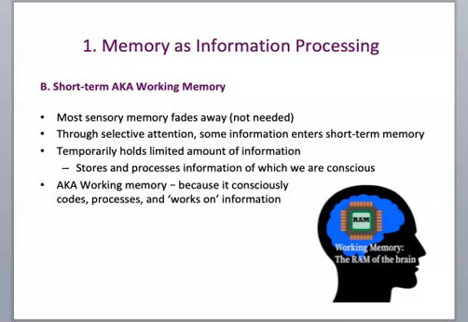Short-term memory temporarily holds a limited amount of information, and it stores and processes information of which we are conscious. It's called working memory because it's consciously coding and processing. It's working on this information, so it's kind of like the RAM of your brain.